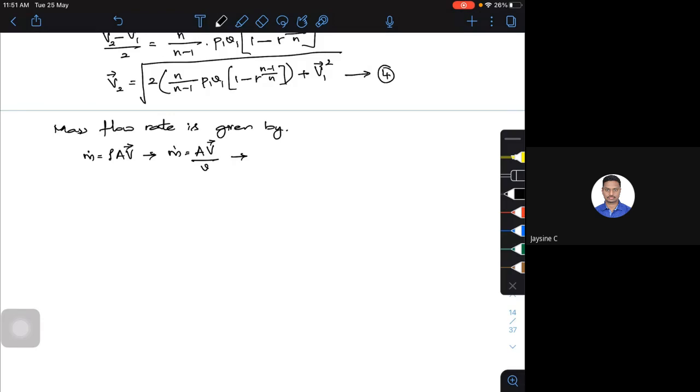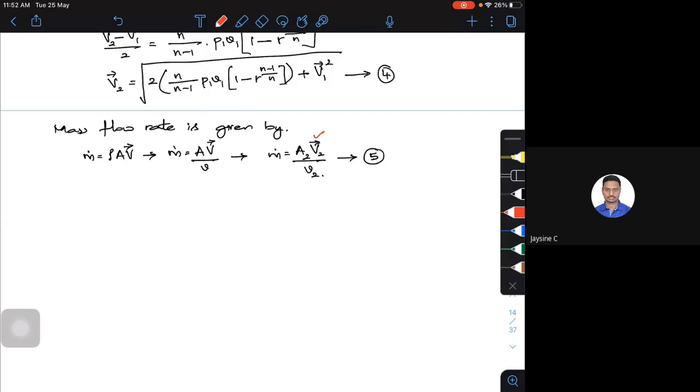I can write, in terms of v2, the mass flow rate m dot is equal to a2 into V2 divided by small v2. Let me call this expression number 5. Now I'm going to substitute for this V2, the exit velocity, from equation 4, and I'm going to get the expression for mass flow rate.